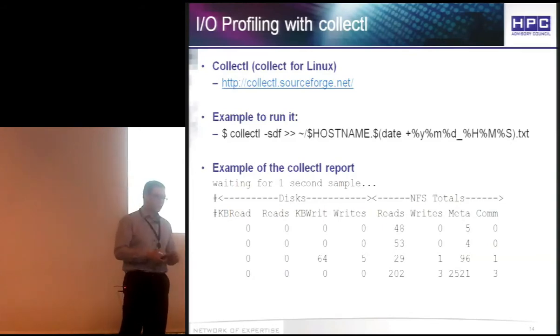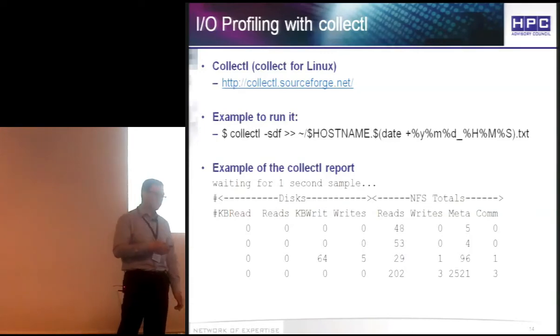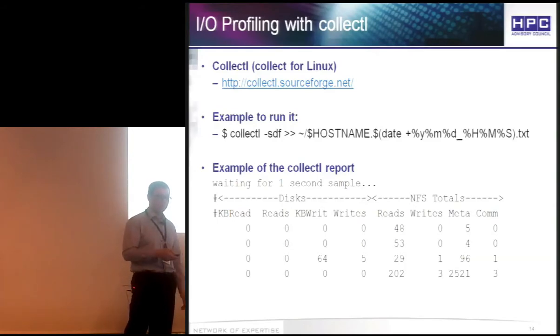So this introduces the I/O profiling collection tool called Collectl. Collectl stands for Collect for Linux. You can get it from this URL right here. This is an example of how it's run. As you can see, there are some of the outputs here. It basically collects data in 1 second increments, so every second it prints out one line about how many kilobytes of writes and reads the system detects.